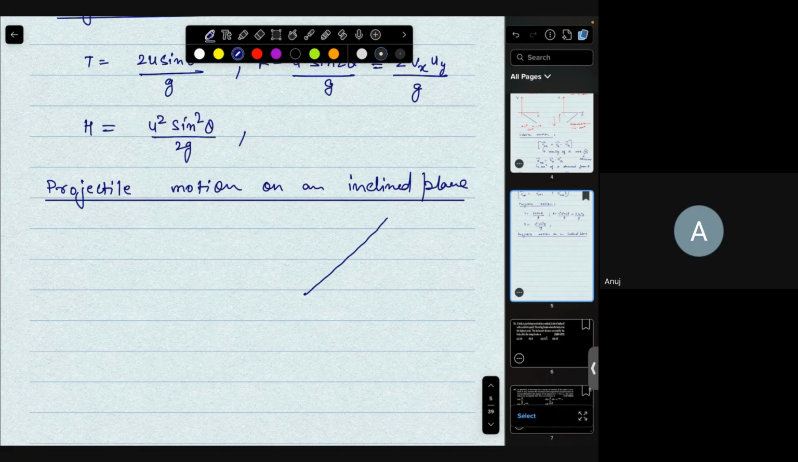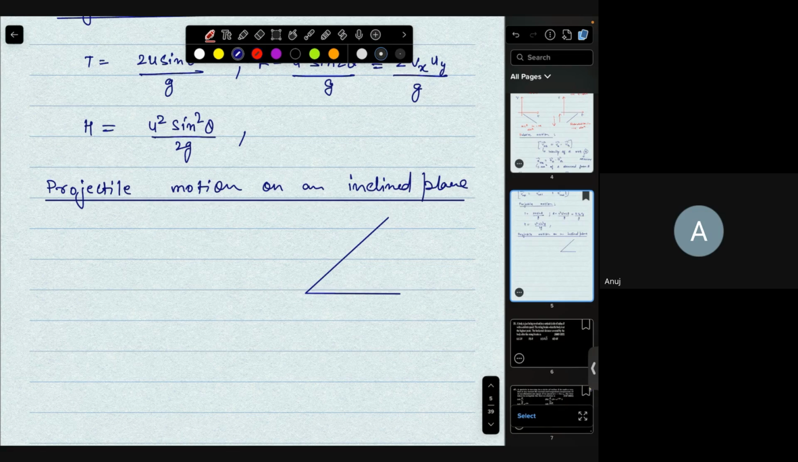Like, let's say this is an inclined plane. Please respond in between. Otherwise, I won't be able to know whether you are hearing me or not. Okay, so my voice is clear to everyone. Yes, sir. Okay.